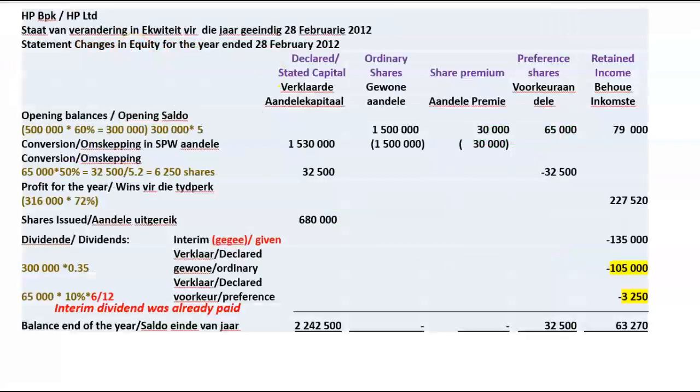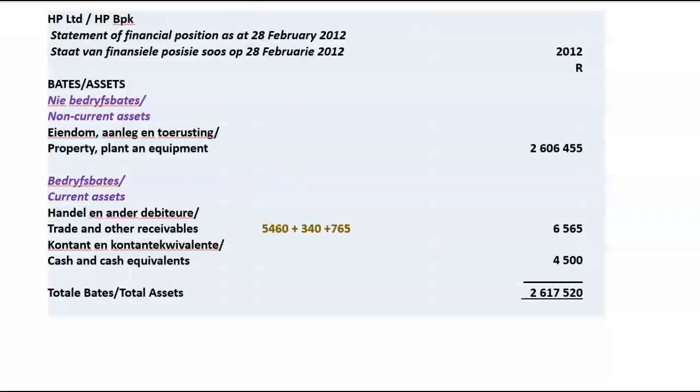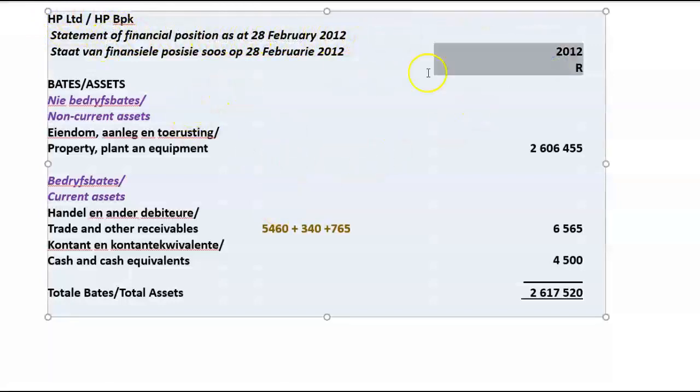Great. Then what we have to do is finish off our statement of changes in equity, because here we have accounted for all the Rand values, and we have to determine what our closing balance was at the end of the year. Now we can start completing our statement of financial position. A proper heading. HP Limited, Statement of Financial Position as of 28 February 2012. Very important, 2012 Rand. You can see now why it is so important to write that there on top. If you don't, you're going to lose unnecessary marks, and if you do, you're going to get free marks.